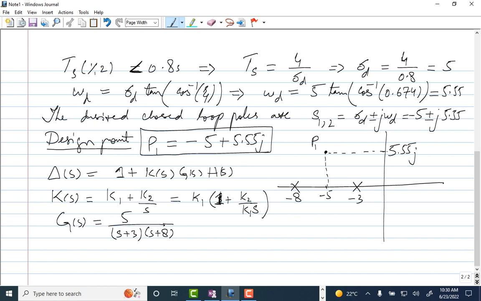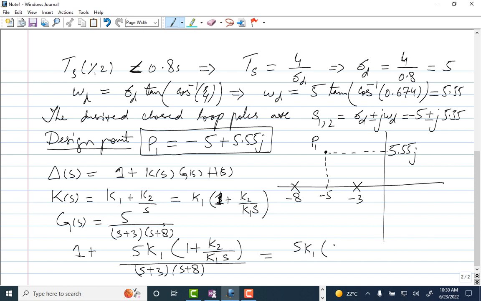Now from here, if I put these two equations together, it becomes 1 plus 5 times K1 times (1 plus K2 divided by K1 s) whole divided by (s plus 3) times (s plus 8), or I can rewrite it as 5 K1 times (s plus K2 divided by K1) whole divided by s times (s plus 3) times (s plus 8), plus 1 is equal to 0. Now this is the characteristic equation.